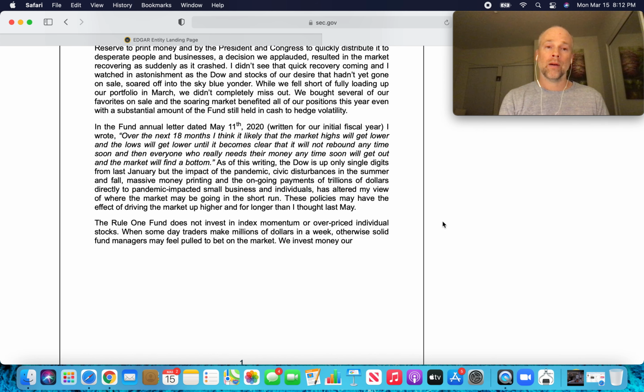So, you know, nothing is in the buy zone. Nothing is so expensive that it's worth selling. This is how the Rule 1 Fund generates some cash, through these options trading strategies.